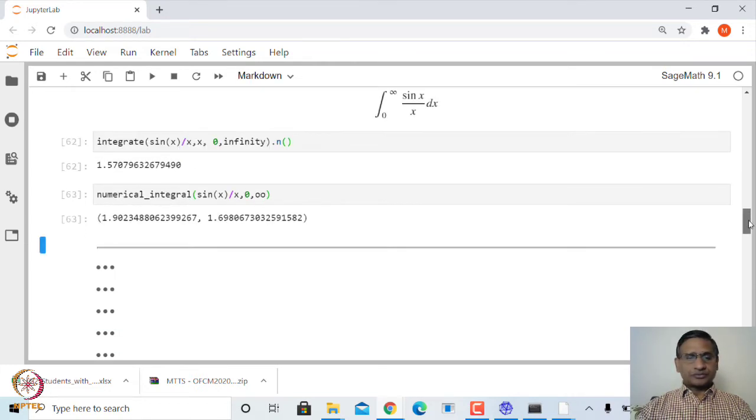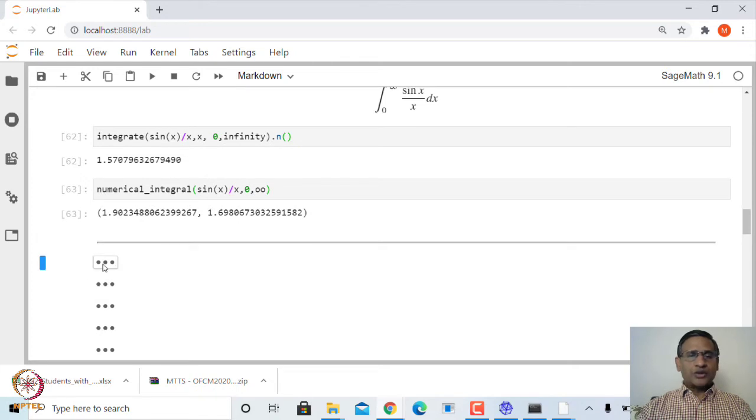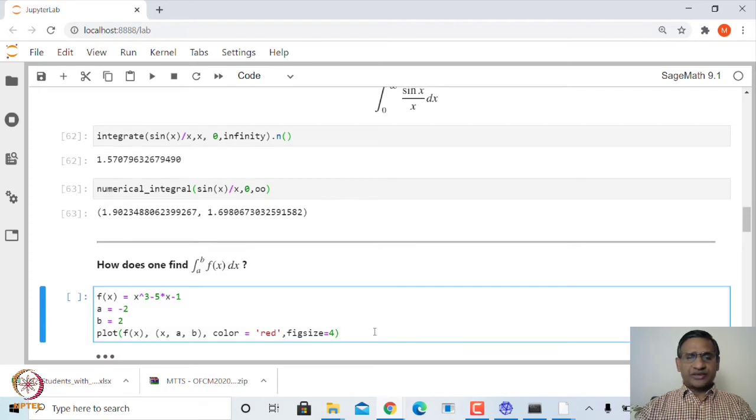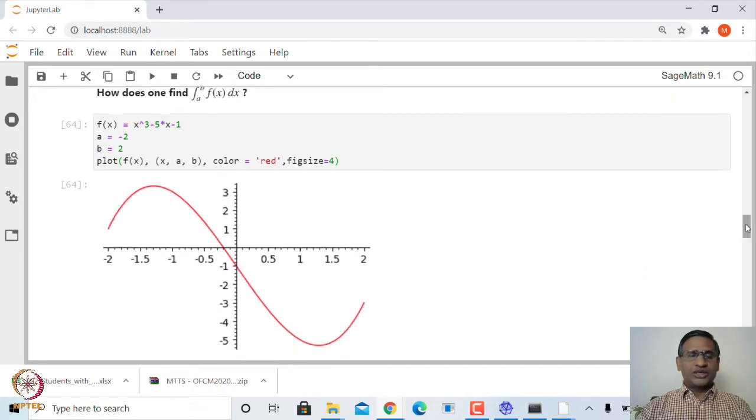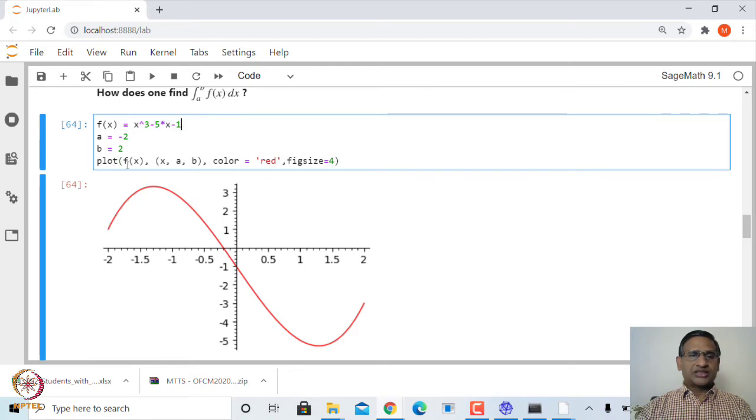Okay. So, now the question is how does one find such an integral? For example, how does SageMath find this kind of integral? Let us try to understand what we mean when we say the integral of a function in an interval a to b. For example, if we want to find the integral of this function between minus 2 to 2, then what one means is that you have to find the area between this curve and the x axis, the area below this curve from minus 2 to 2.